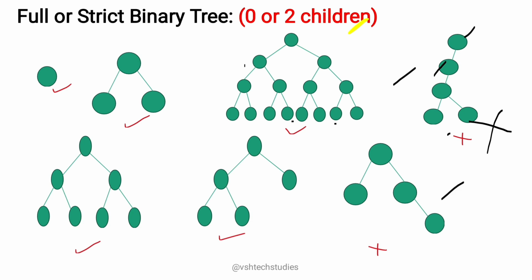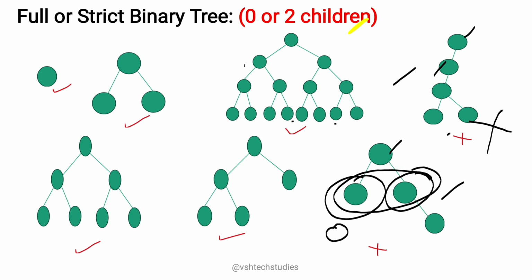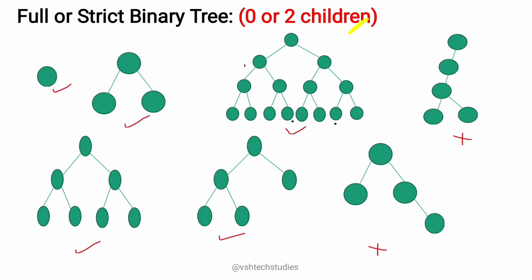Lastly, this tree, if you take, this node is having 2 children, but this node is having 0 children, but this node is having only one child. So according to the rule, it should have either 0 or 2 children, but it is having one child. So this is not a full or strict binary tree. So in any tree, if all the nodes are having either 0 or 2 children, then that tree is called as full or strict binary tree.